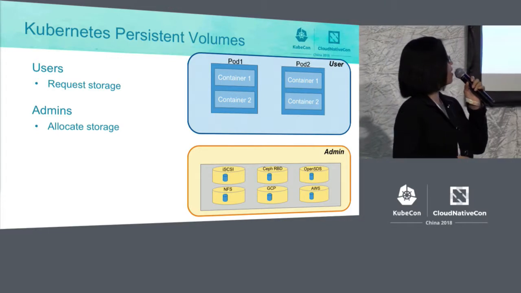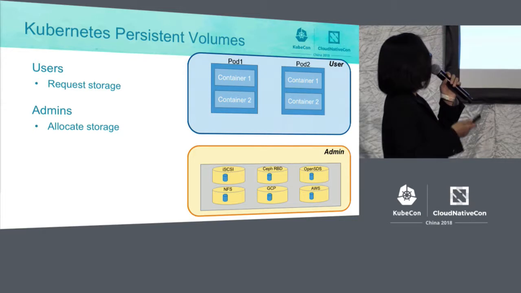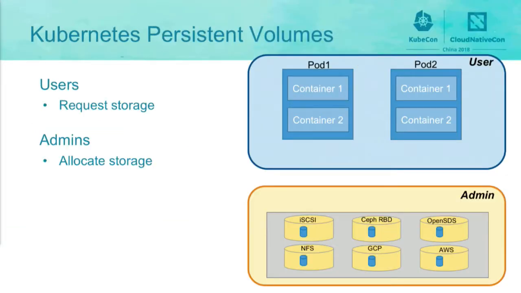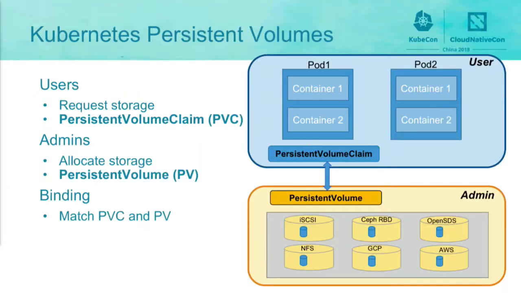So in Kubernetes, normally we split into 2 worlds, users and system admins. For users, they need to use storage, so they make some request, and admins will help to allocate the storage. And in Kubernetes, it's all about APIs. So there are 2 APIs to represent users and admins. For the user side, persistent volume claim, PVC, is used to specify what kind of storage, what type, and what size the user needs, right?